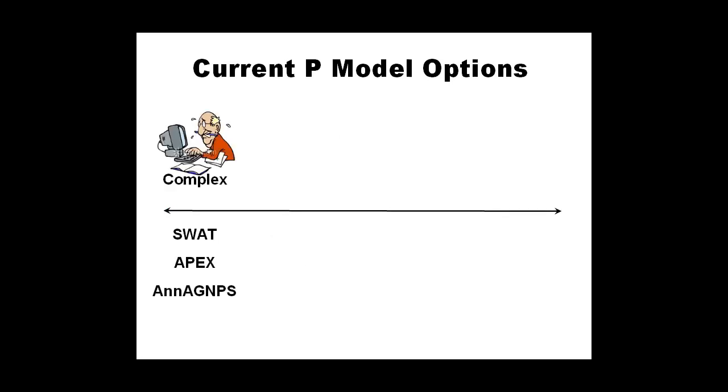So what are some of our options? On one end of the spectrum, we have the older, complex models like SWAT, APEX, and AGNPS. I'm going to present these here, and I have a few slides after this to talk about them a little more. On the other end of the spectrum, we have a simple, risk management type of phosphorus index.